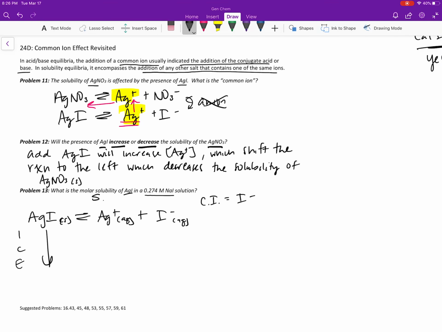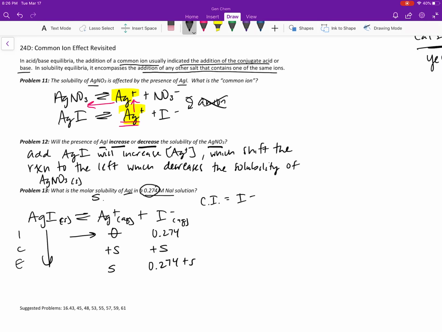In our ice table, we should know now that solids don't count. We're starting with no silver, because nowhere in the problem does it tell me how much silver I have, but we are starting with 0.274 molar of the iodine. Now, you might be tempted to say, well, this means the reaction is going to shift to the left, but remember, we know we have to shift to the right because we have to produce the silver. Right now we don't have any to consume, so we have to produce it. It's going to leave me with this.